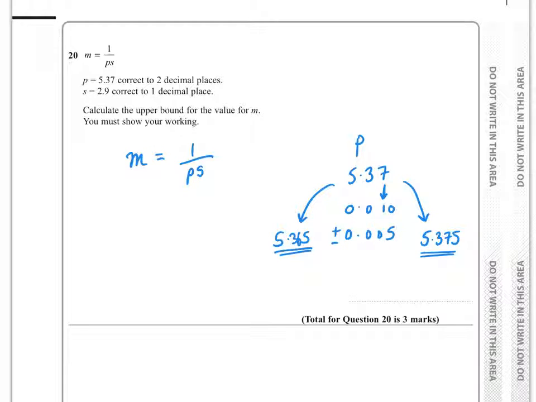S is 2.9, correct to one decimal place. So the one decimal place value is 1/10. I write a 0 at the end because it's easier to see how to halve it. So again, I add and take 0.05. So my upper bound would be 2.95 and my lower bound would be 2.85.